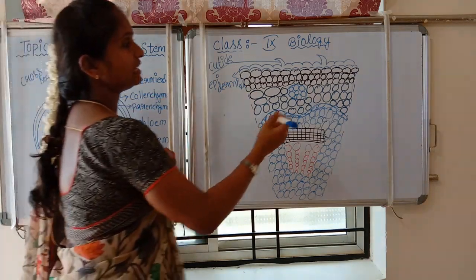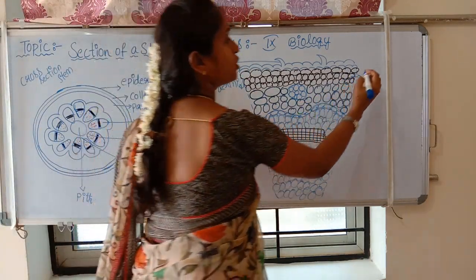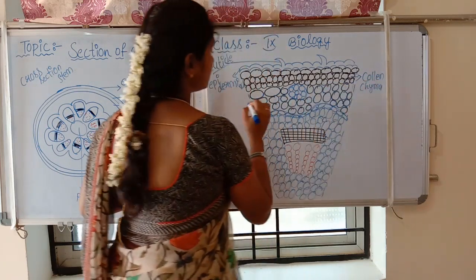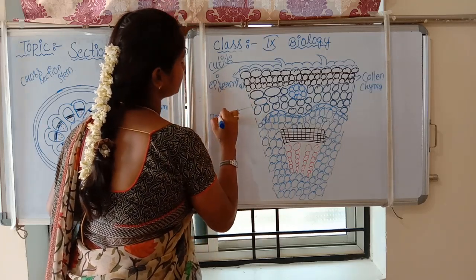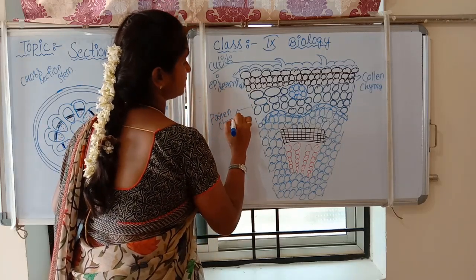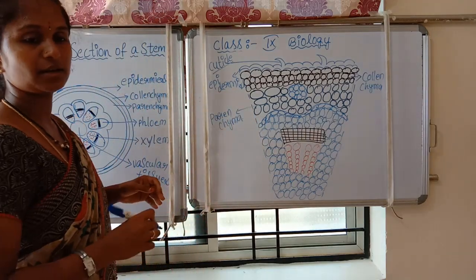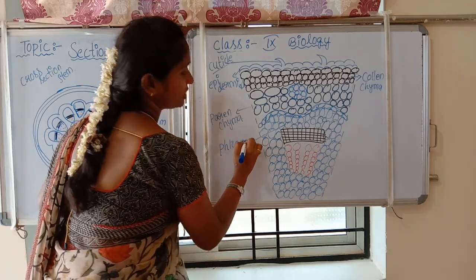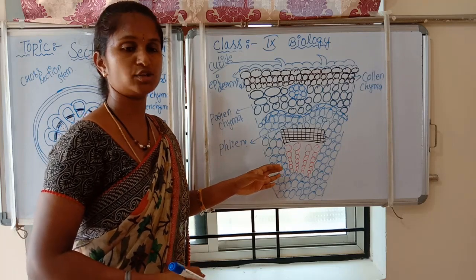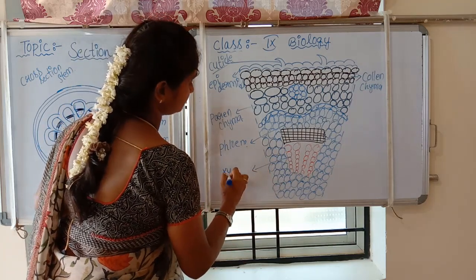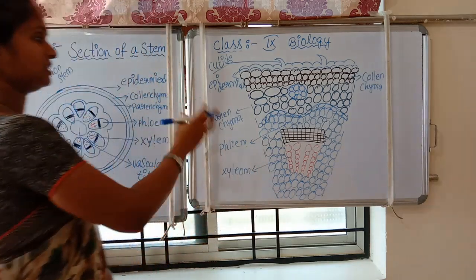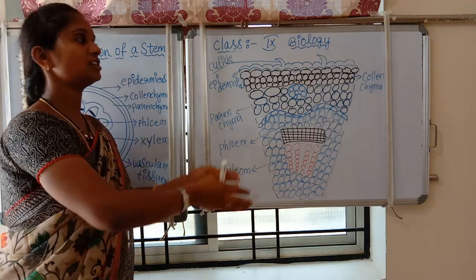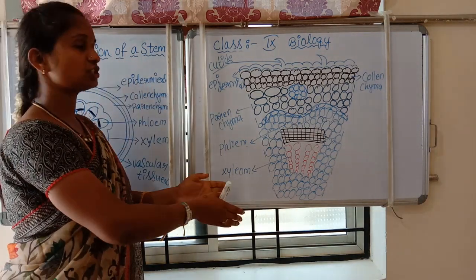Epidermis. And the next layer is nothing but collenchyma. The next layer, parenchyma. And after these, the phloem. And next, the red color structure that I drew, that is the xylem. These are the parts you can differentiate when you observe the cross section of a stem, the transverse section of a stem.